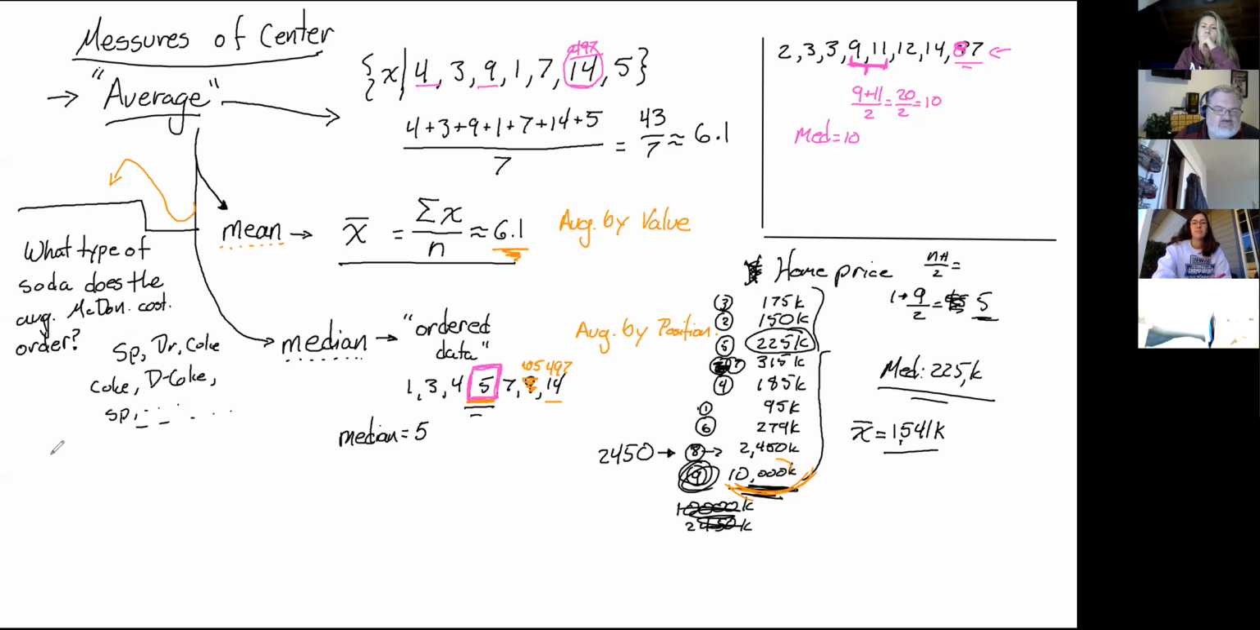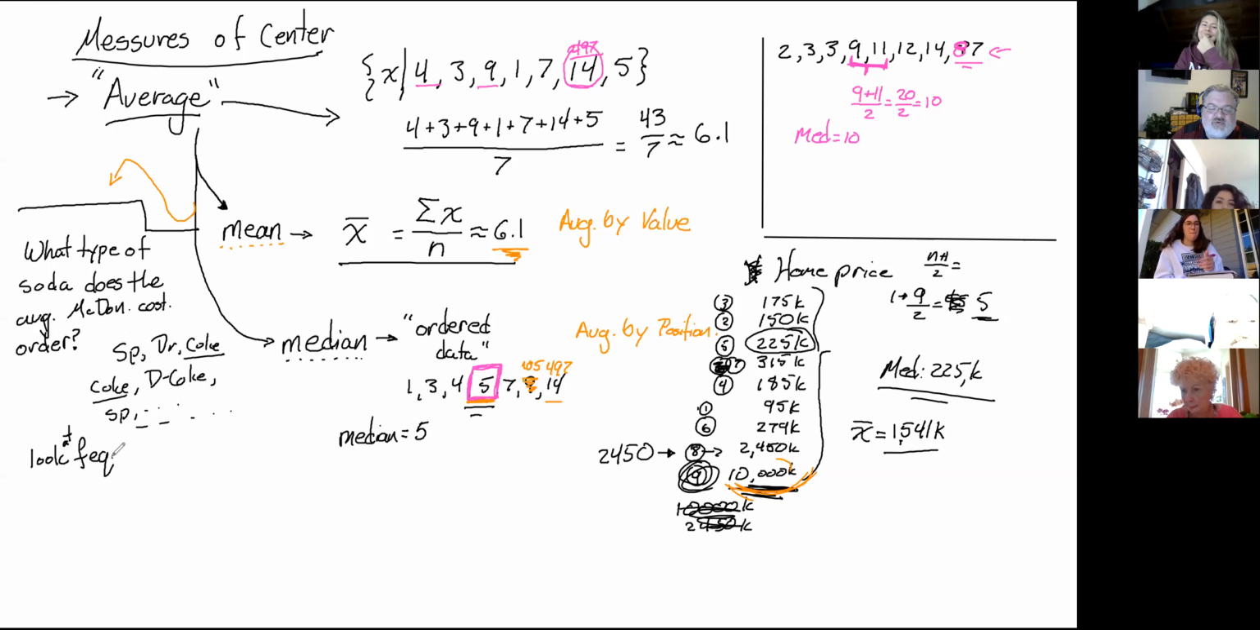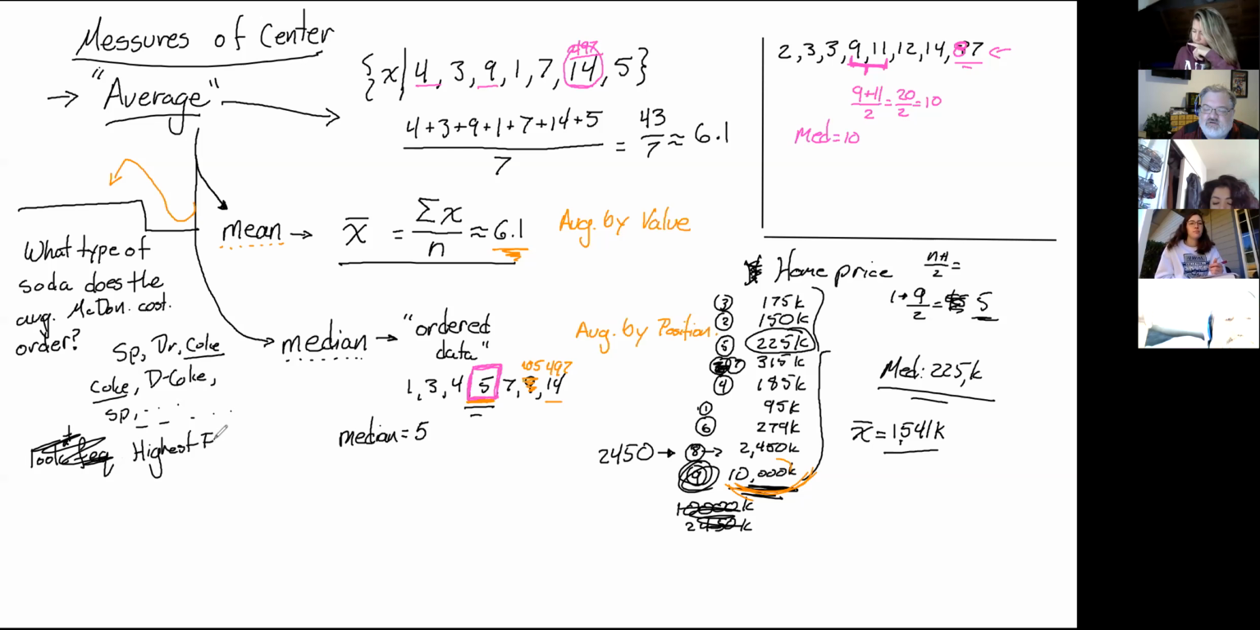Would be like frequency. Cool. So we could look at the frequency. If we look at frequency, which one would you say would be the average? I don't know, Coke maybe. Well, it is, but looking at frequency, you'd specifically be looking for the one with the highest frequency, right? Yeah. That's what you meant by look at frequency. So look at the one with the highest frequency.